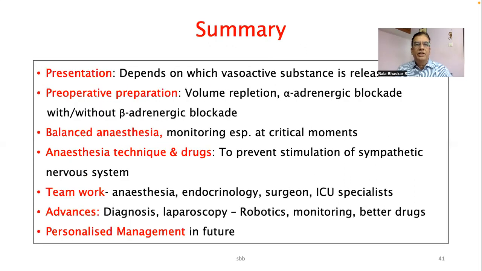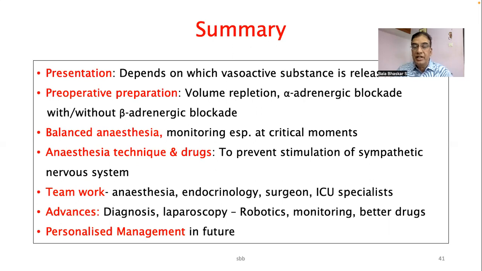So in summary, the patients with pheochromocytoma may present with different types of manifestations, or it could be without manifestations also. And the type of catecholamines that are released are also different among different patients. Preoperative preparation would consist of volume repletion and alpha-adrenergic blockade, normally with phenoxybenzamine or doxazosin, mainly because it is predominantly a norepinephrine-secreting tumor. Balanced anesthesia would be advisable, and all the techniques and drugs would be used to prevent the stimulation of the sympathetic nervous system, with adequate depth of anesthesia maintained.